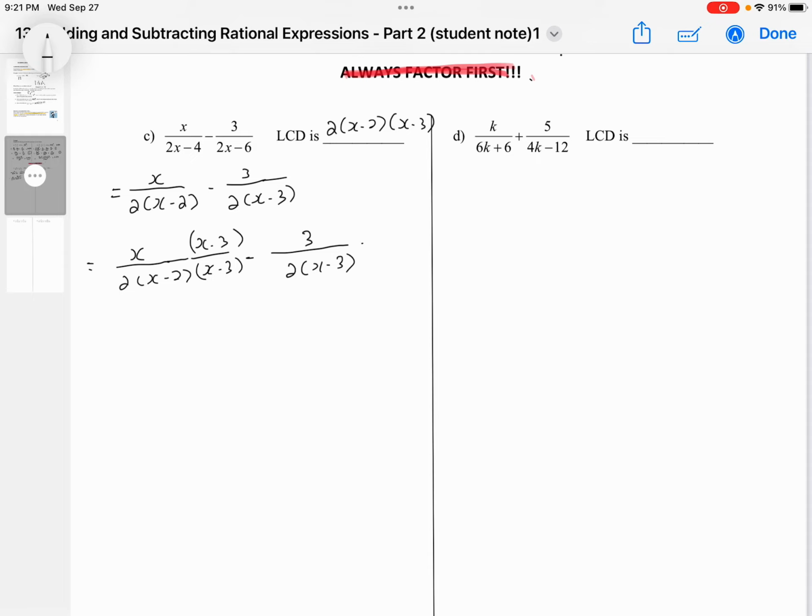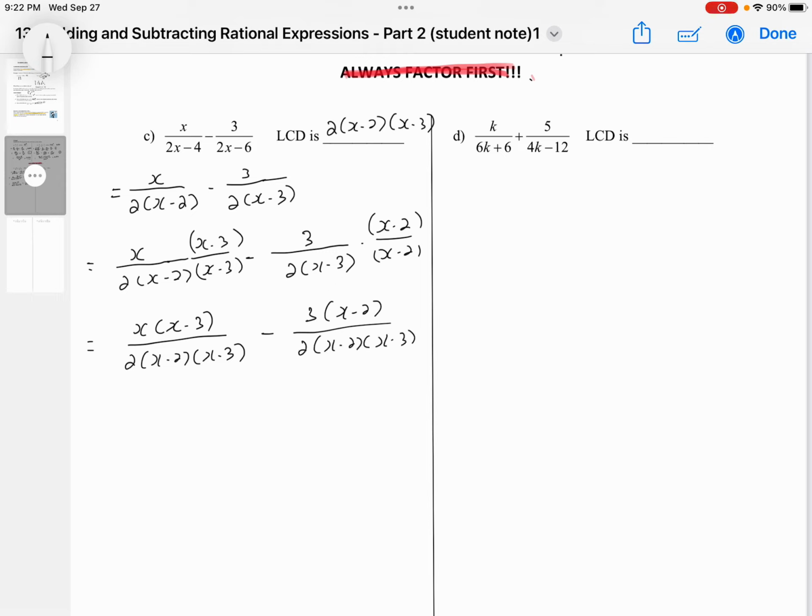This one, it has the 2. It doesn't have the x minus 2 yet, so I need to multiply top and bottom by the x minus 2. But it already has the x minus 3. So let me just rewrite that out. The numerator of this first one is x bracket x minus 3. The denominator of this one is 2 bracket x minus 2 and x minus 3. The second one is 3 and x minus 2. And the denominator, well, it's in the wrong order. See, it's 2, x minus 3, and x minus 2, so I'm just going to write that in the proper order here. I didn't really do anything there. I just wrote that in the order the other one is.